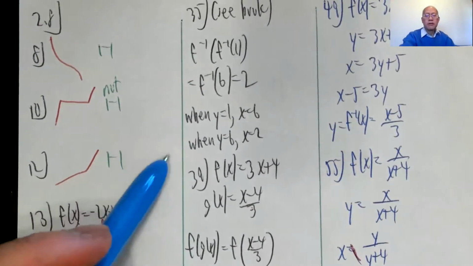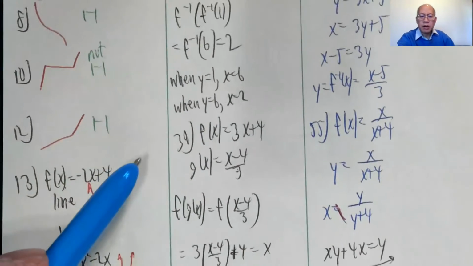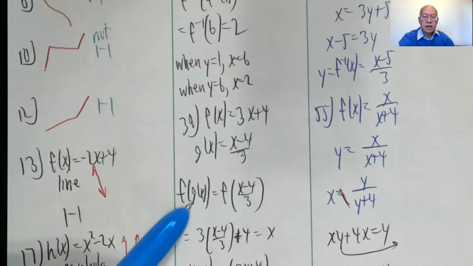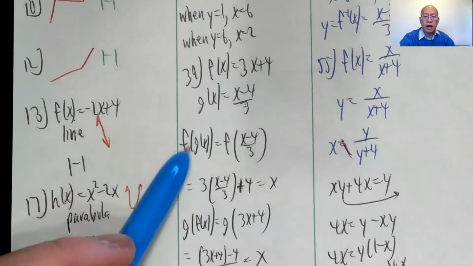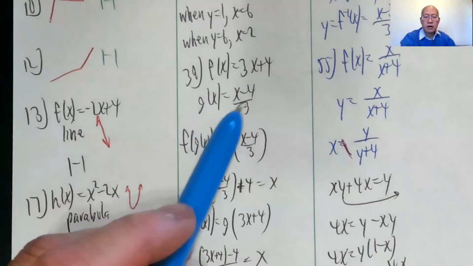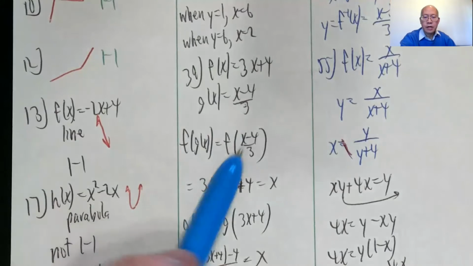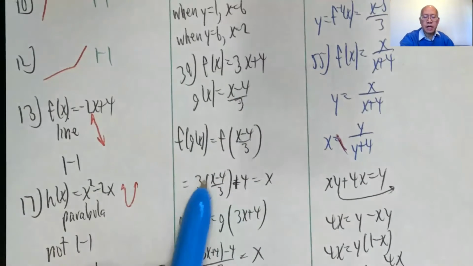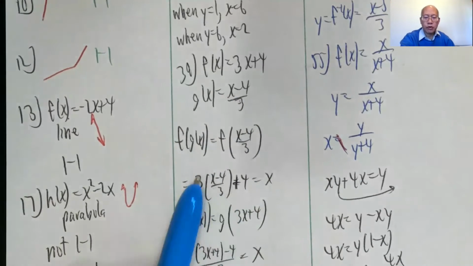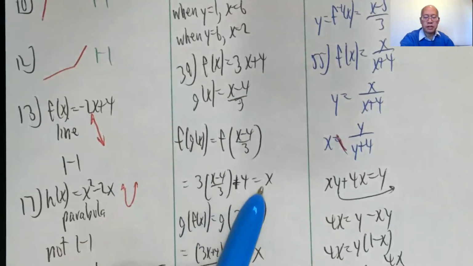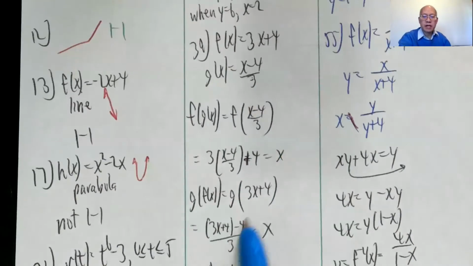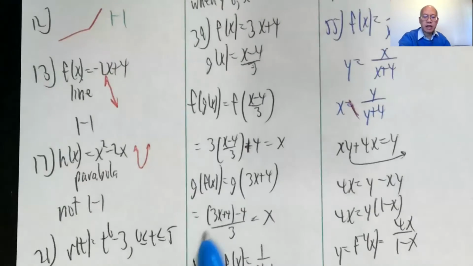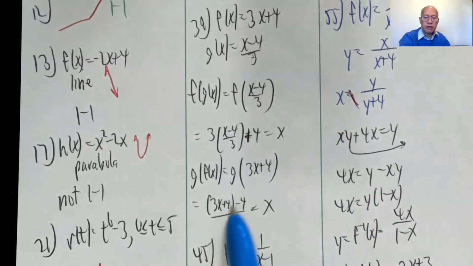Okay, to show functions are inverses of each other, you have to show that f of g of x is equal to x, and g of f of x is also equal to x. So f of g of x is f of x minus 4 over 3. This gets plugged into here, so it's 3 times x minus 4 over 3 plus 4. 3's cancel out. x minus 4 plus 4 is equal to x. And g of f of x means g of 3x plus 4. That goes right here. 3x plus 4 minus 4 divided by 3. 4's cancel out. 3x divided by 3 is also x.